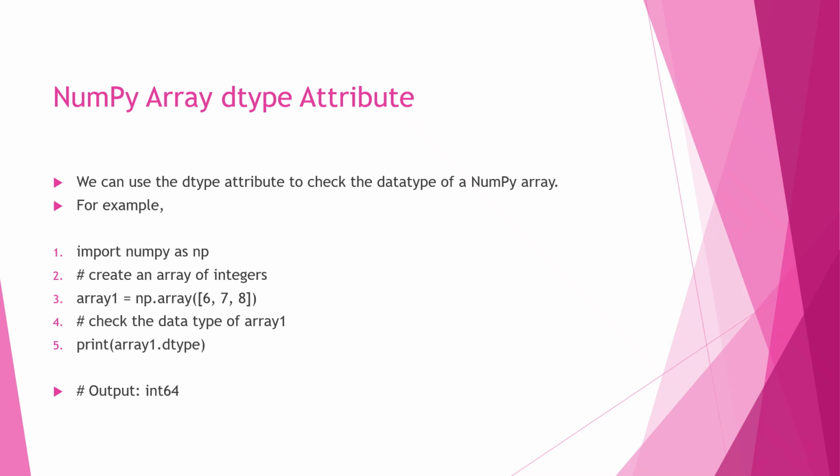The next attribute is the dtype attribute. It is used to identify the type of data that gets stored. So in this array we have integers. So array1.dtype will print int64 by default. By default it follows the 64-bit integer type. So for each element it allocates 8 bytes in memory.